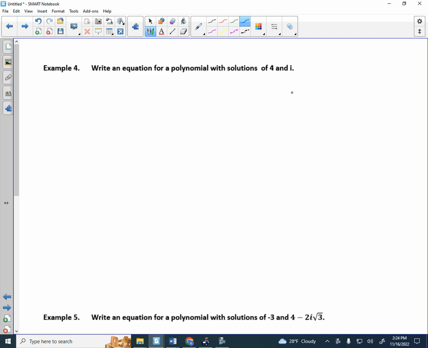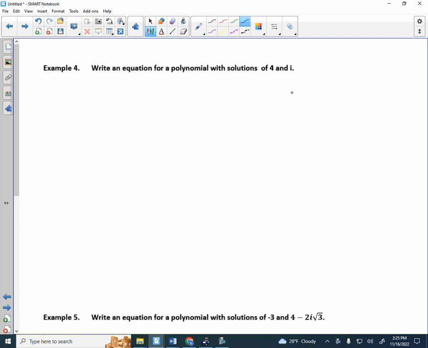Today what we want to do is what we've been doing in reverse. Instead of coming up with the solutions for the polynomials, we are going to give you the solutions and you come up with the polynomial. So look at this one closely. Write an equation for a polynomial with solutions of 4 and i.